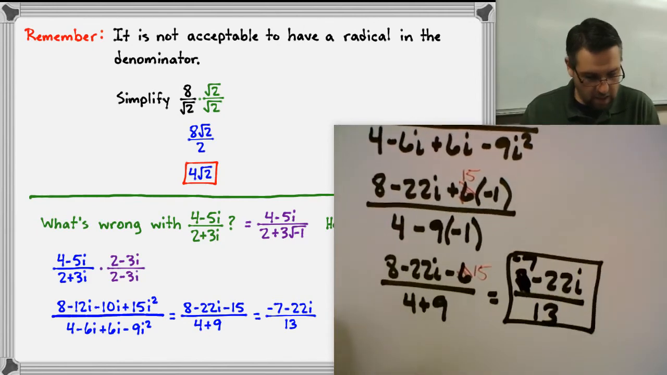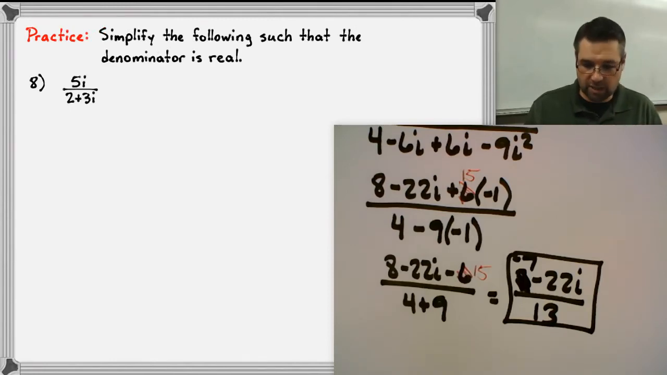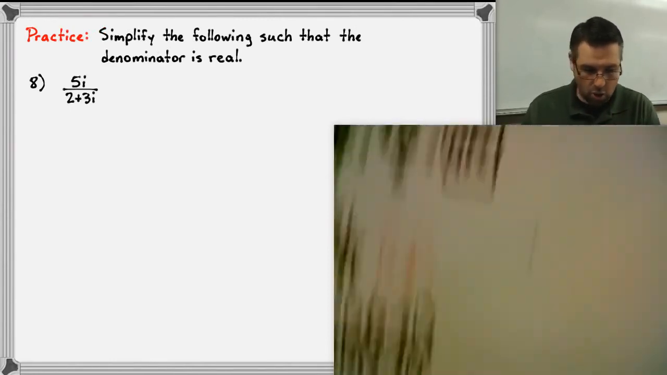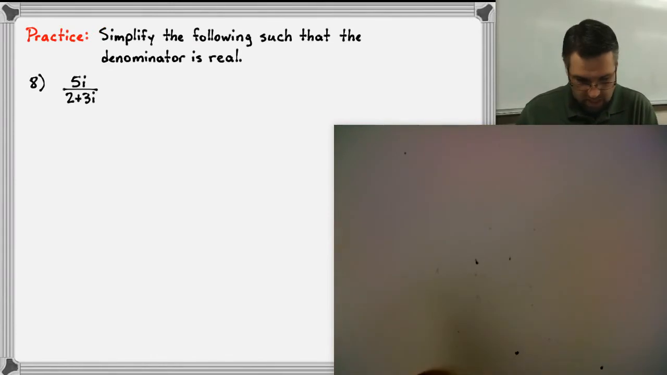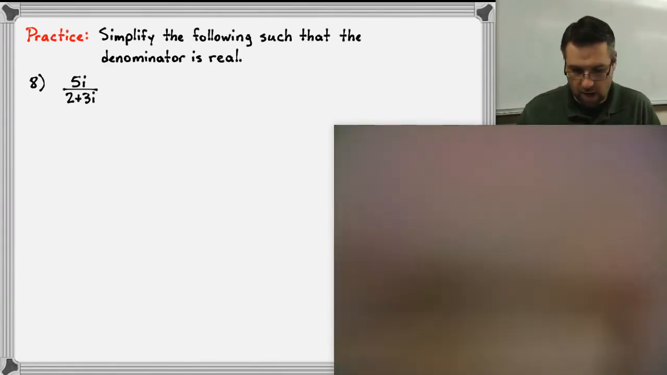Anyway, so that's how we do that. Multiplying the denominator by its conjugate will get rid of that imaginary unit, okay? All right, for number 8, you guys go ahead and try and do this one on your own, and then come back and push play to see if you got it right.